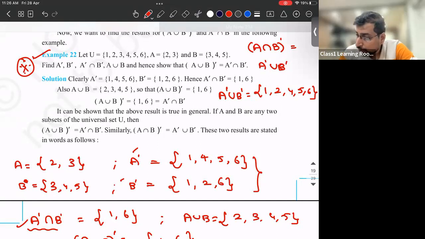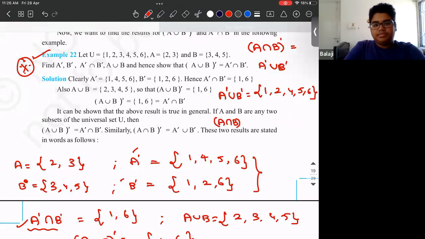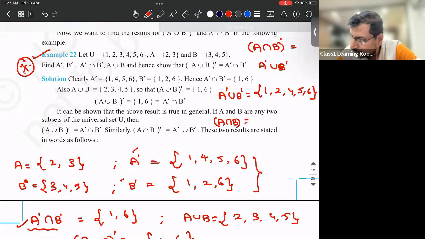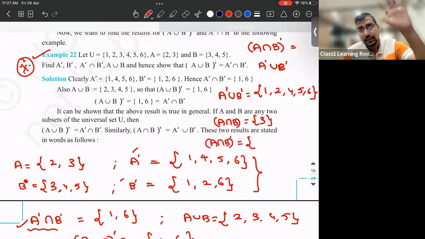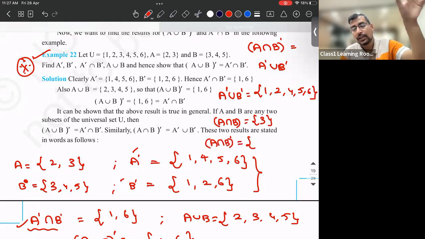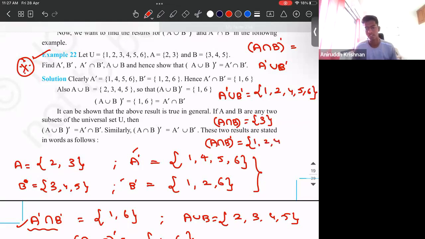Okay. What is A intersection B? A intersection B is 3. What will A intersection B, the whole complement be? Everything that is there in the universal set, but not there in A intersection B. So what is the answer going to be? 1, 2, 4, 5, 6.